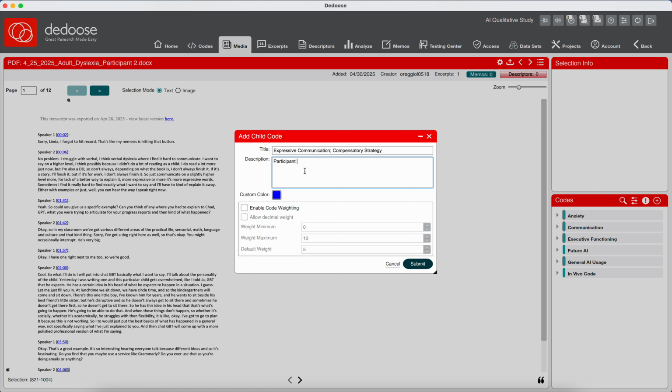So here I'm going to emphasize that the participant compensates for word retrieval. So meaning, pulling that word out of the location in the brain.